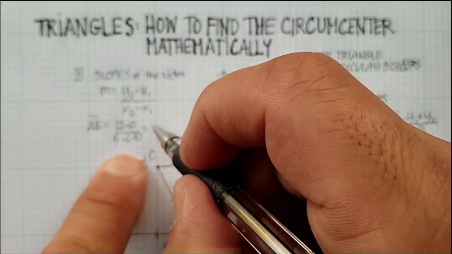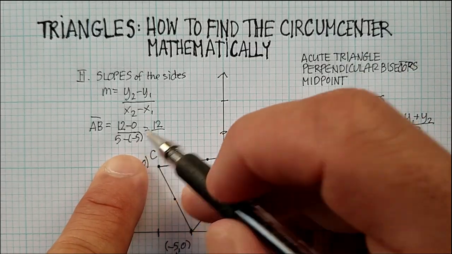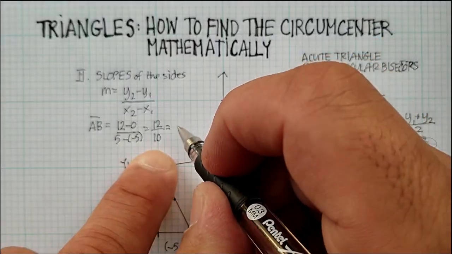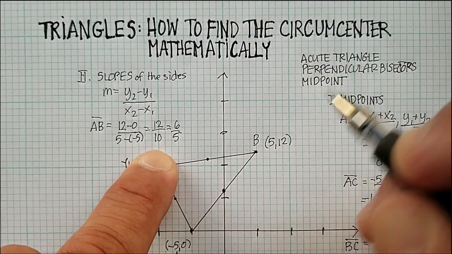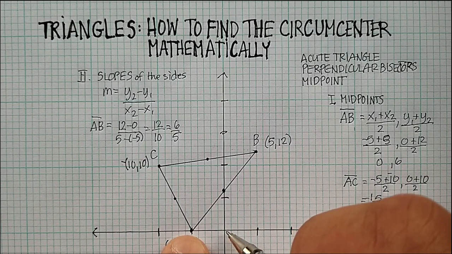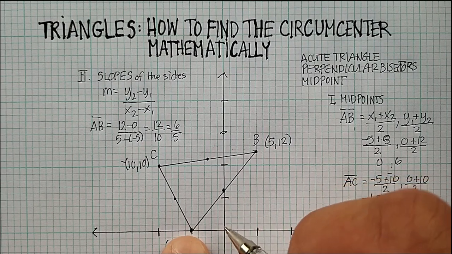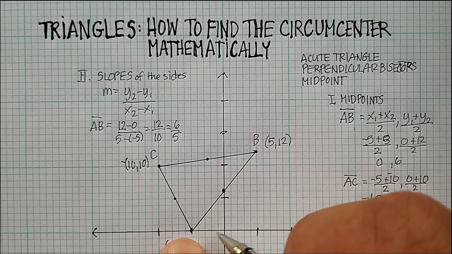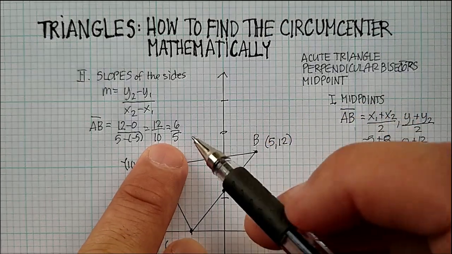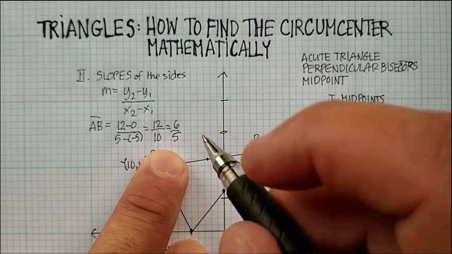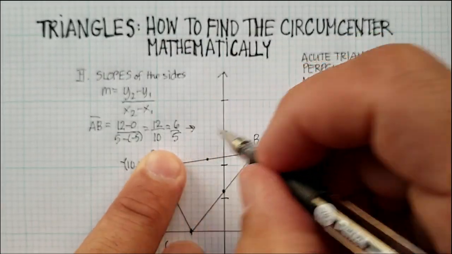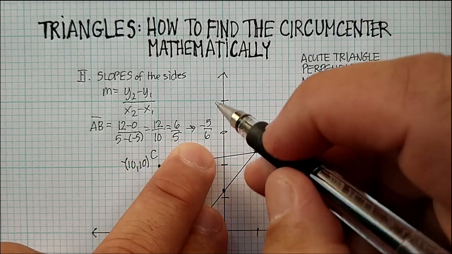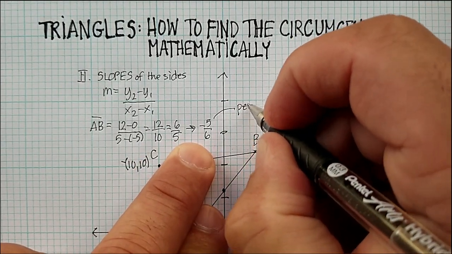That's going to give me 12 over, negative negative gives me positive, so that's going to give me a slope of 6 over 5. Okay, so this slope would be over 6, up 5. Right? Over 6, up 5, or over 5, up 6. Either one is the same thing. Over 5, up 6 puts me right there. To find the perpendicular to this one, I go ahead and change that to a negative 5 over 6. That would give me the perpendicular slope.